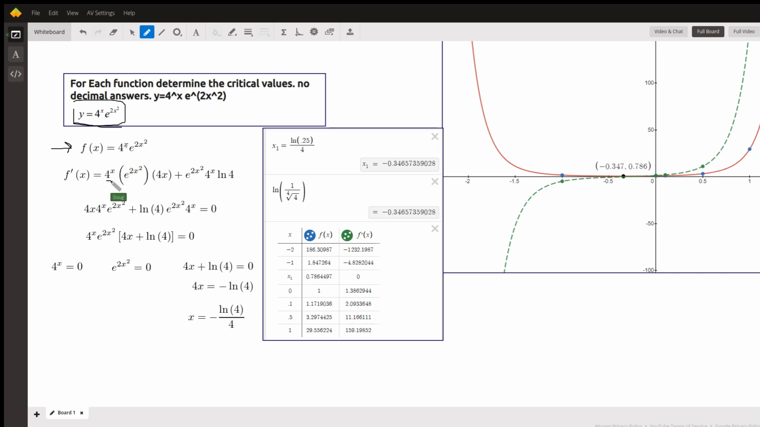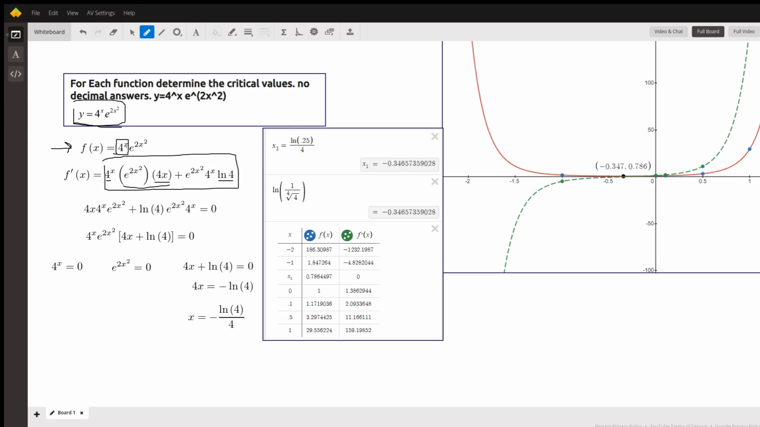Here's the first function times the derivative of the second function, where I use the chain rule to get this factor, plus the second function times the derivative of the first. The derivative of this exponential function is just like the derivative of e to the x is e to the x. The derivative of 4 to the x is 4 to the x, but you have to multiply by the natural log of the base, ln of 4. Okay, and we want to know, when does this expression equal 0, or when is it undefined?